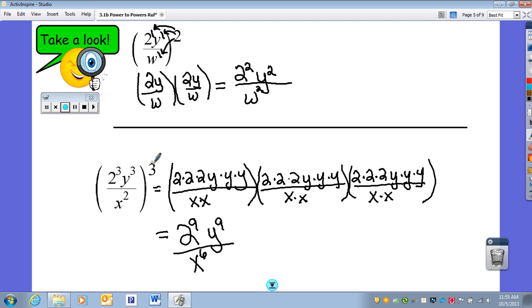So what would be a shortcut? I could take the exponent on the outside and multiply it times the exponent on the inside, and that would give me my new exponents, and that would be a shortcut instead of writing out the repeated multiplication.